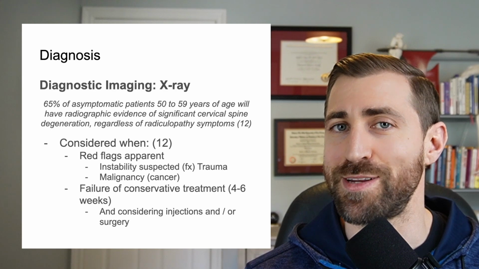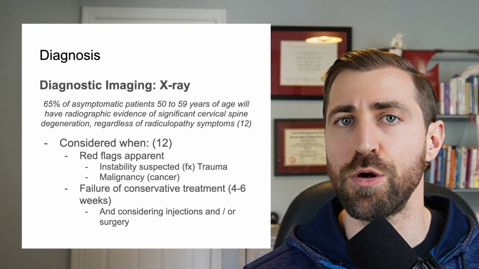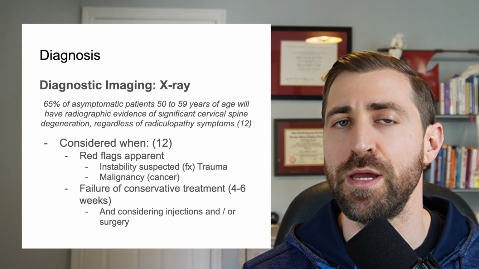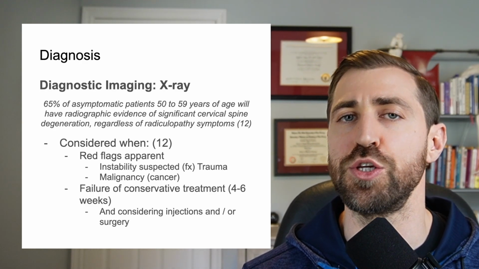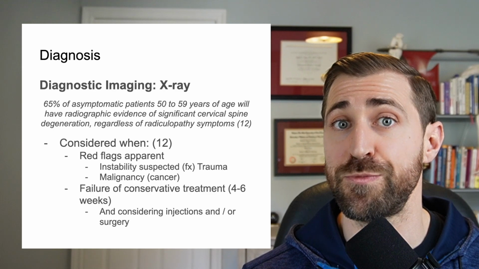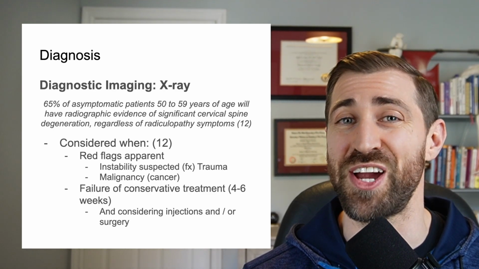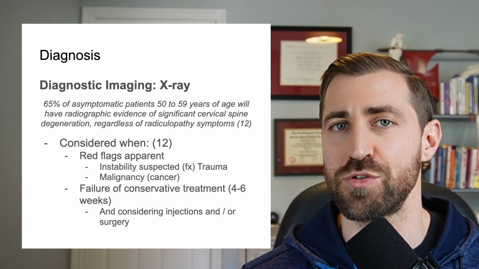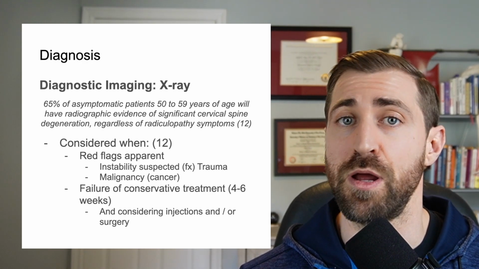So the x-rays and later MRIs are going to be important because we have to figure out, A, if this person truly has radiculopathy. But the other piece is if we're going to utilize an injection, right? So epidural corticosteroid injection, or if we're considering surgery, we have to know which level is going to be involved. An x-ray is going to help with that.